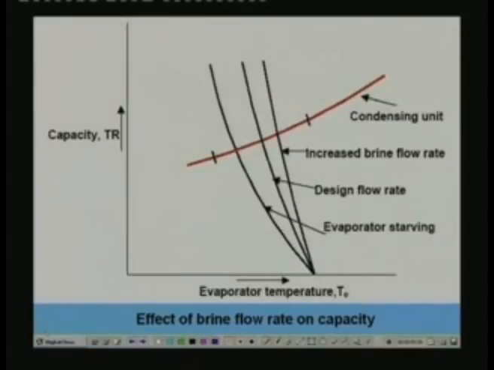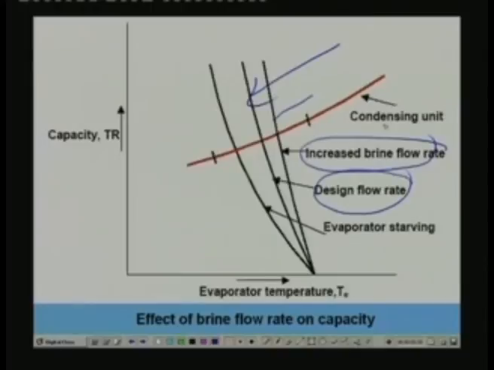Let us say that this is the design flow rate, so this curve is for the design flow rate. Now the flow rate increases. Let us say that this is the increased flow rate curve. What happens to the capacity? When you keep all other parameters constant and increase the brine flow rate, the heat transfer coefficient on the brine side increases, because increasing the flow rate means increasing the velocity. Once the heat transfer coefficient increases, the overall heat transfer coefficient increases, and the capacity of the system increases. Now the system will be balanced at a higher capacity, right? So that is what has happened here.